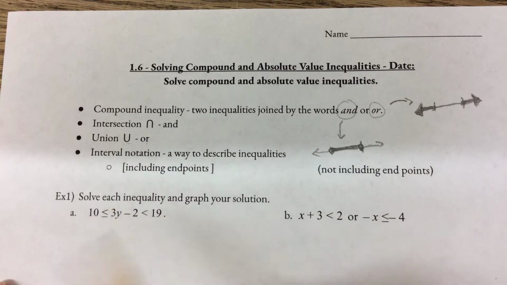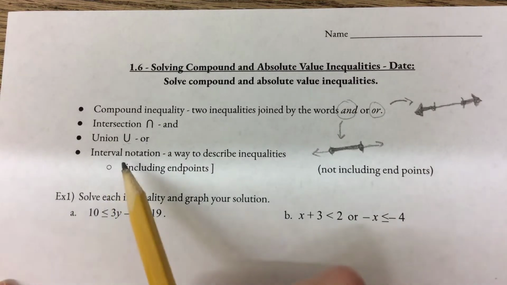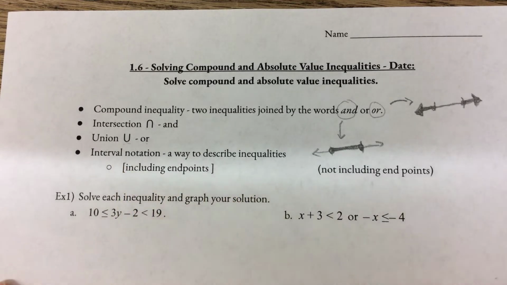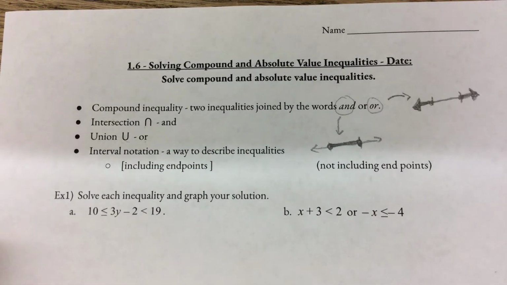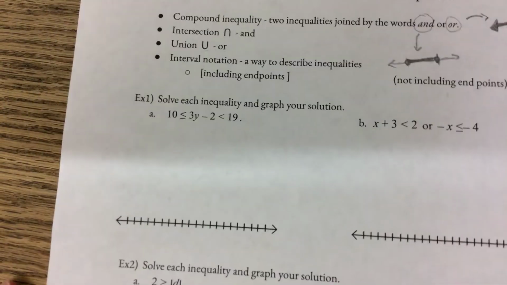Interval notation is another thing that we're going to look at. When you have square brackets on your interval notation, that means that it includes the endpoints. When you have round brackets, that means it's not including the endpoints, and those could be mixed and matched as well. So we'll show you that as we go through and get these answers.